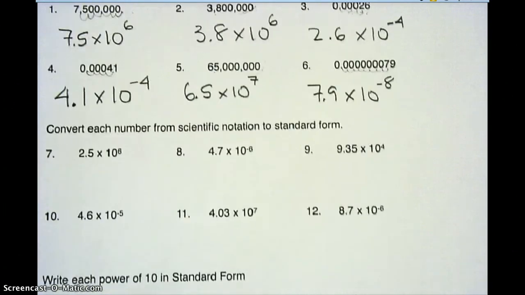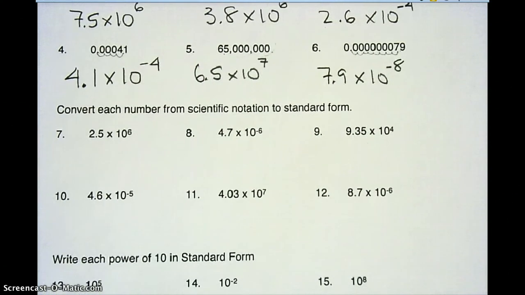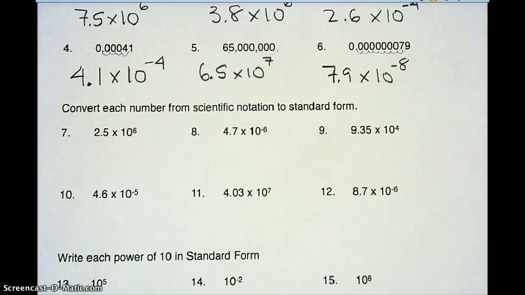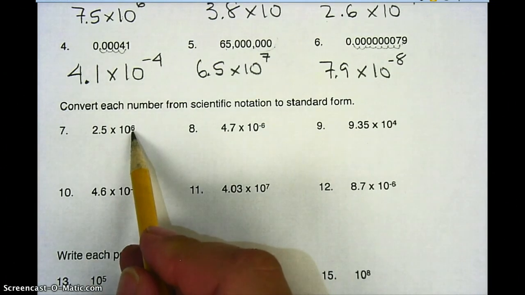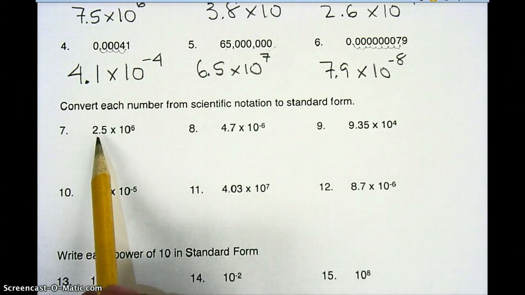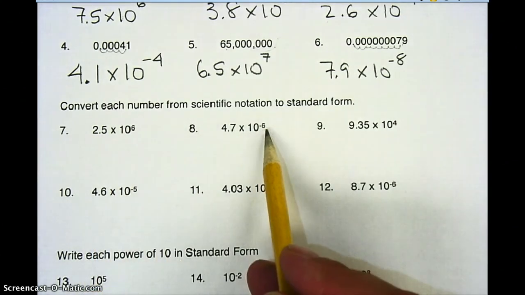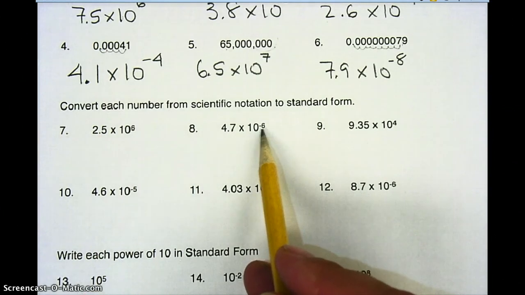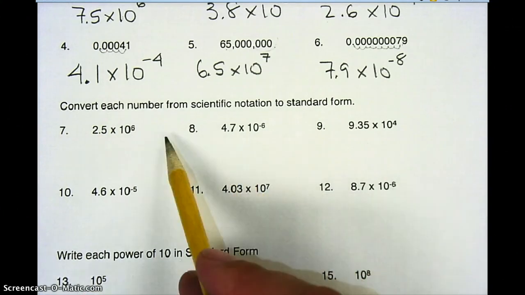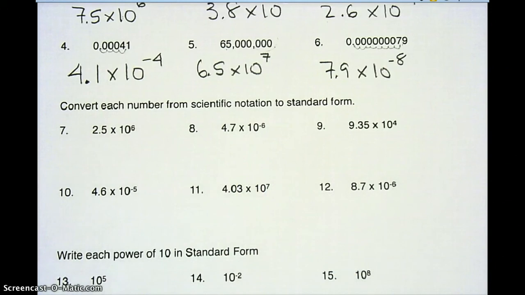Now, sometimes it's nice to convert from scientific notation to standard form. And numbers 7 through 12 are problems where you do that. So let's look at these really carefully. When I'm doing this, I'm just looking at the exponent and seeing if it's positive or negative. If it's a positive exponent, then the number's got to get bigger, so I've got to move the decimal point to the right. If it's a negative exponent, the number's got to get smaller, so I've got to move the decimal point to the left. The number is how many spaces I have to move it.